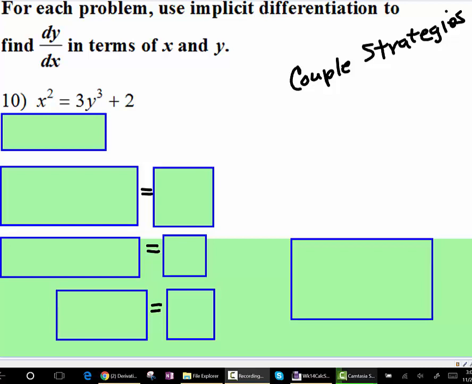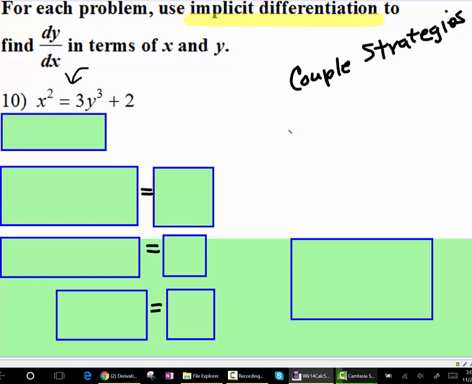Okay, now we're going to use what's called implicit differentiation. And there's a couple different strategies that you could use to start off with. You could get the x squared and the 3y squared both to one side with the 2 by itself. You could just leave it as it is, but this is when you use implicit differentiation.